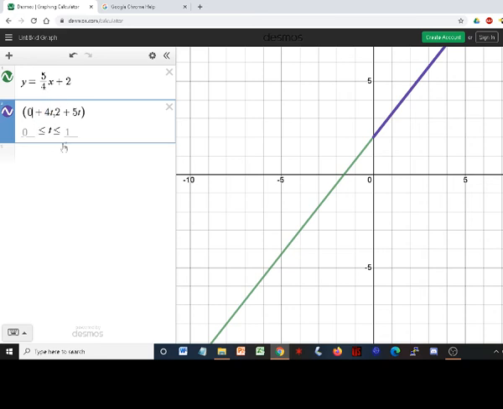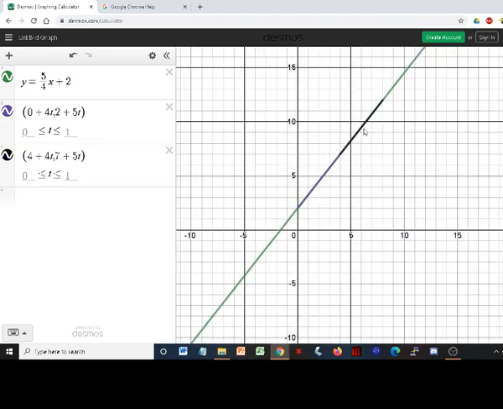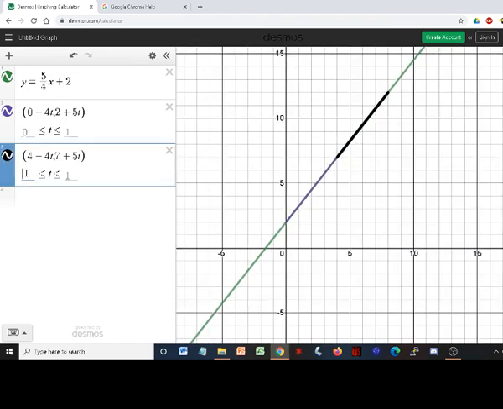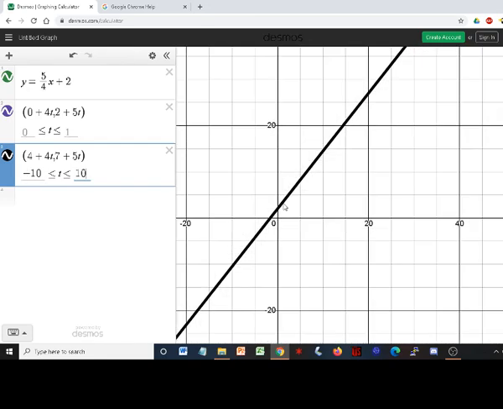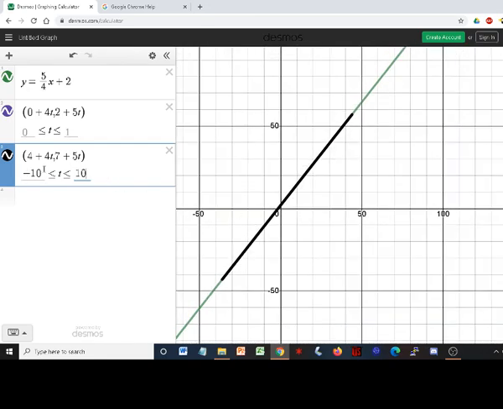I didn't have to pick 0, 2. I could have picked, what's another point on this line? 4, 7. So I pick 4 plus 4t, 7 plus 5t. That's the same graph, just farther out. And of course, if I change time and make it bigger, I get bigger chunks of the line.